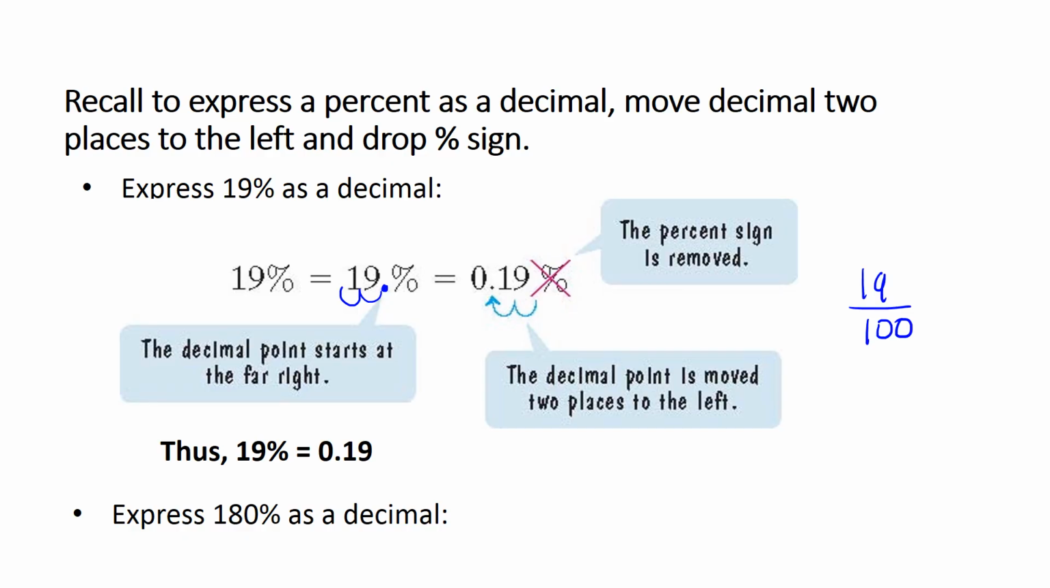Express 180% as a decimal. All right, so that's 180 divided by 100, which will move the decimal over 2 places, which is 1.8, which makes sense because the number 1 is 100%. So 1.8 is 180%.